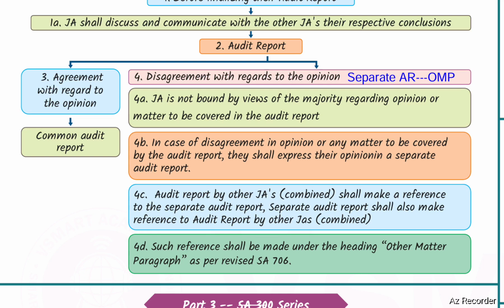The audit report by the other auditors combined shall make a reference to the separate audit report. The separate audit report shall also make reference to the audit report by the other joint auditors combined. Such reference shall be made under the heading Other Matter paragraphs as per revised SA 706.